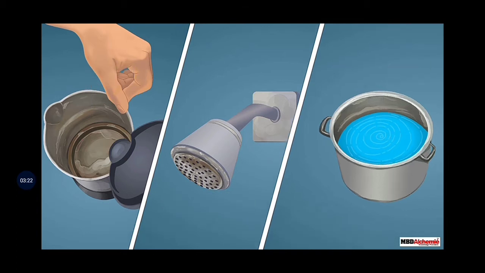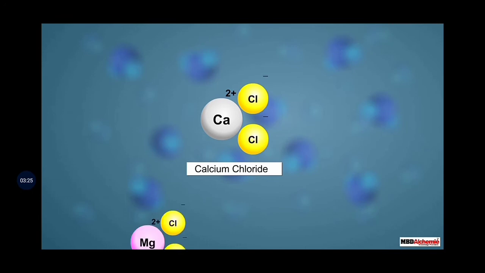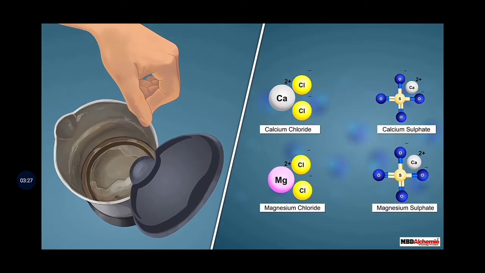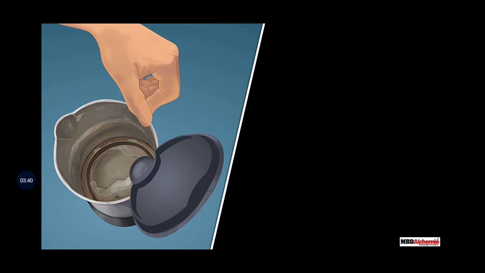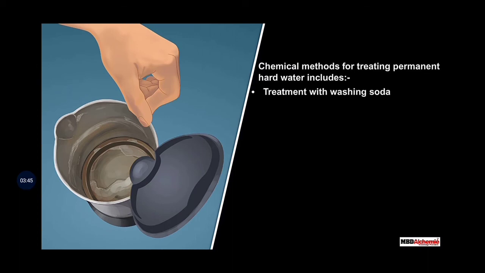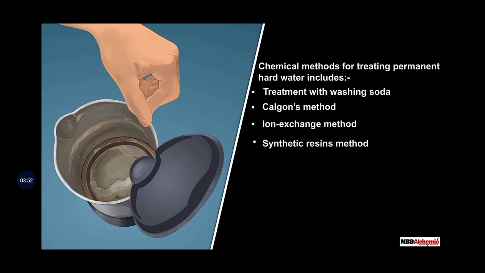The permanent hardness of water is caused due to the presence of chloride or sulfate salts of calcium and magnesium. The white coating seen on different surfaces is nothing but a deposit of these salts. Permanent hardness cannot be removed by merely boiling the hard water. It can be removed by certain chemical methods that include treating the hard water with washing soda, Calgon's method, ion exchange method, and synthetic resins method.